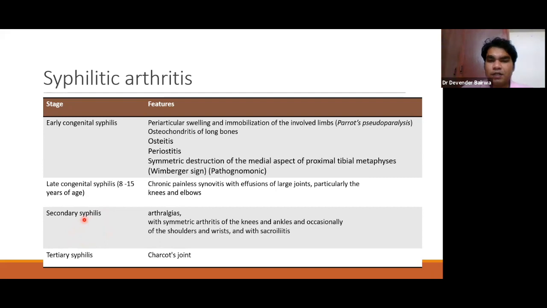There can be symmetric arthritis of the knee and ankles, and occasionally there will be involvement of other joints like shoulder, wrist, and sacroiliitis. In case of tertiary syphilis, as we know, because of the neuropathy, because there is loss of sensation, there will be development of Charcot joint. In fact, the first case of Charcot joint was diagnosed in a patient of syphilis. It was a military man who was doing this march and was having total obliteration and damage of his ankle joint. Coming to diagnosis, how do you diagnose this patient of syphilis?